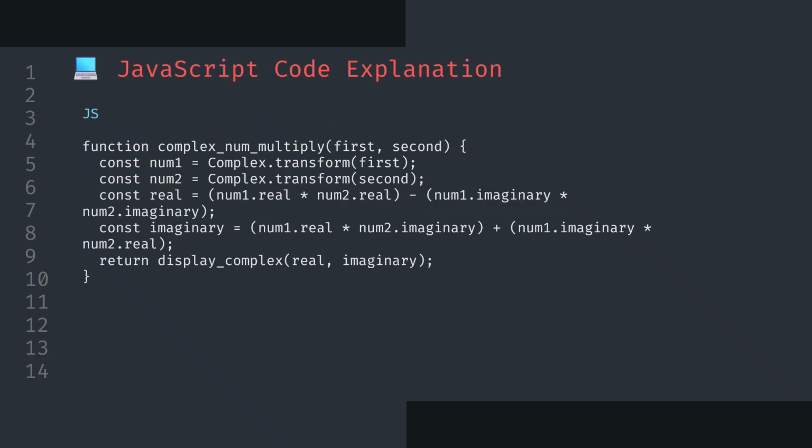Here's our multiplication function. We start by converting both inputs into complex number objects using the transform helper. Then we calculate the real part using a times c minus b times d, and the imaginary part using a times d plus b times c. Lastly, we return the formatted result with display complex. This ensures a clean output like 29 minus 22i.